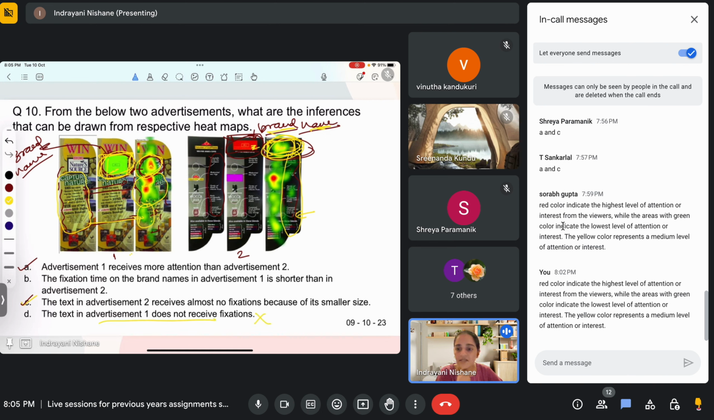And option B: fixation time on brand names in advertisement 1 is shorter than advertisement 2. So the brand name is here. This is our area of interest. This is the brand name here for advertisement 1.